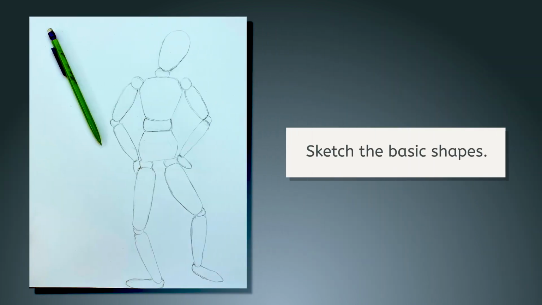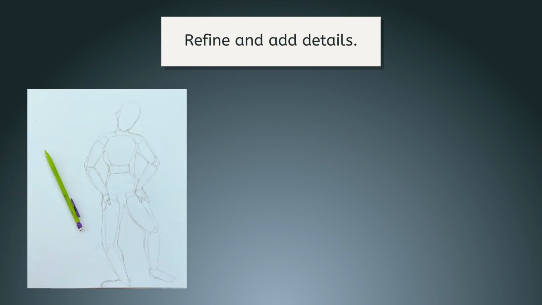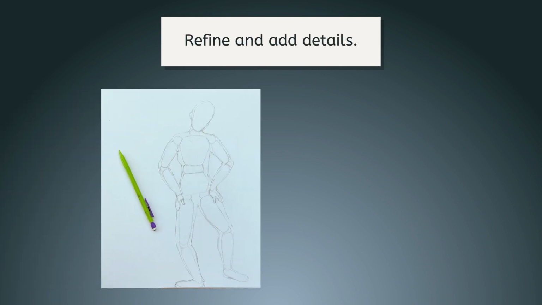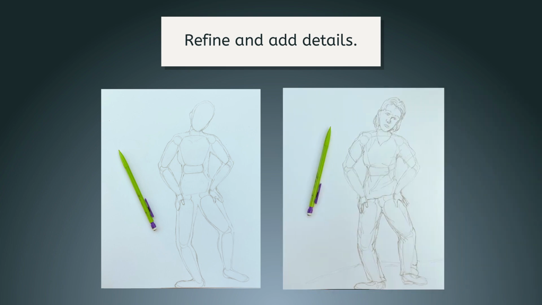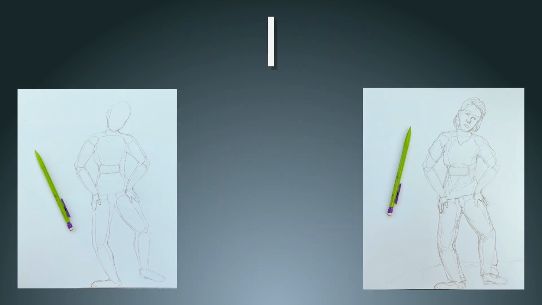Sketch the basic shapes. Once you have identified the basic shapes that make up the subject, sketch them lightly onto the paper. This will help you to get a sense of the overall structure and proportion of the subject. Add details. Once you have the basic shapes in place, you can begin to refine and add details to your drawing. This can include adding features such as hair, clothing, and expression to the face.